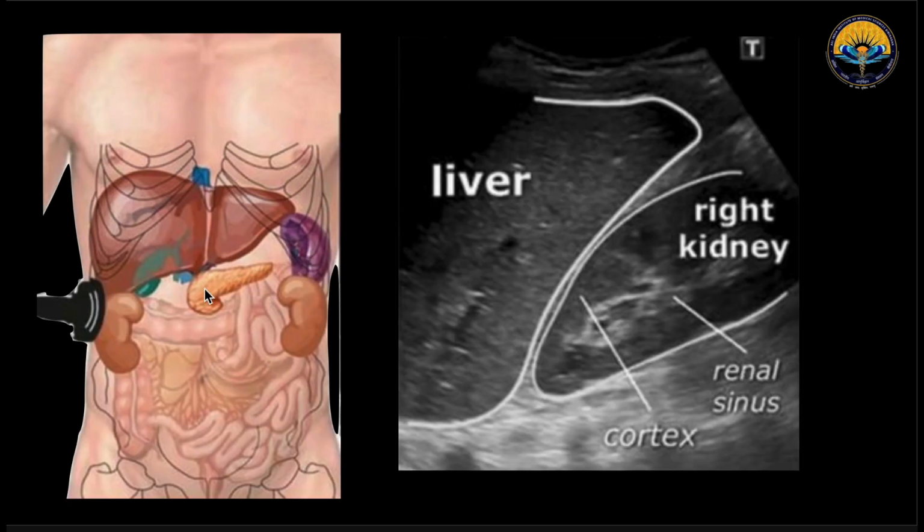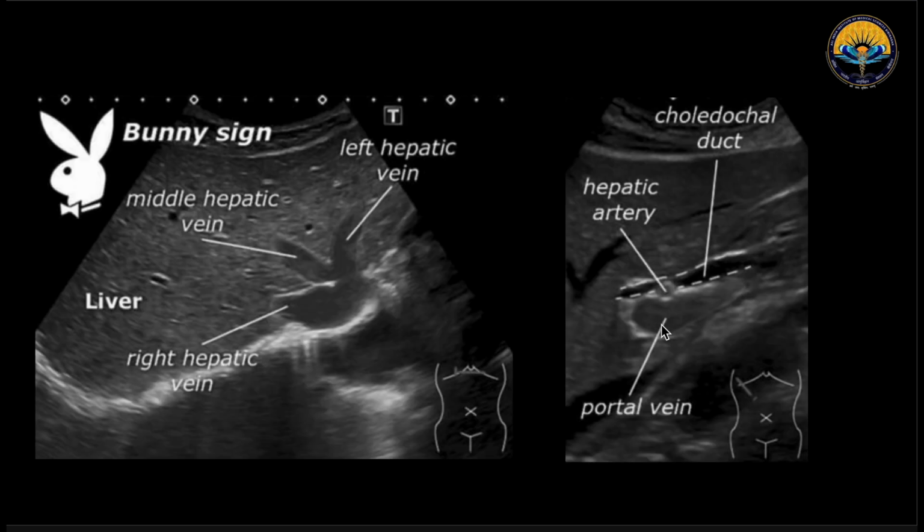Then we shift from here to the right, and here we can see the normal liver like this, and below the liver we can see the right kidney, and between them we have the hepatorenal pouch. So we see liver, kidney, and the hepatorenal pouch in between. This is the right kidney, this is the renal sinus, and this is the cortex. So cortex and sinus.